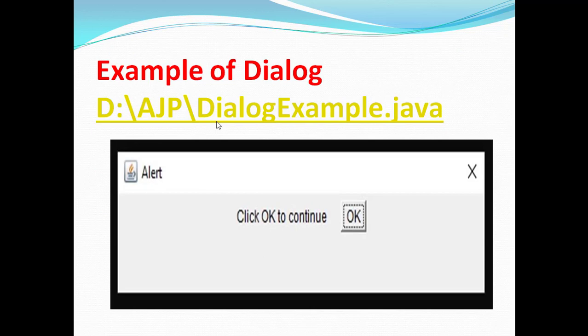Example of a dialog box. Here see the output of this. Alert is the title for this dialog box, and it says click OK to continue. An OK button is there. When we click on this OK button, this dialog box disappears and our main window displays like this. See the example for this.